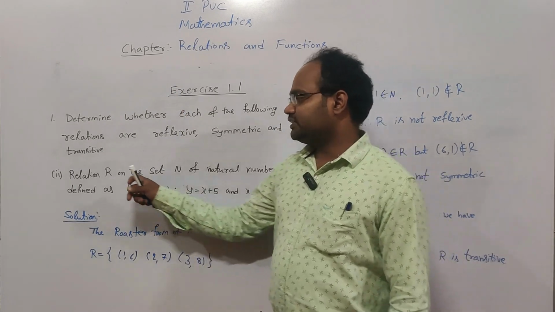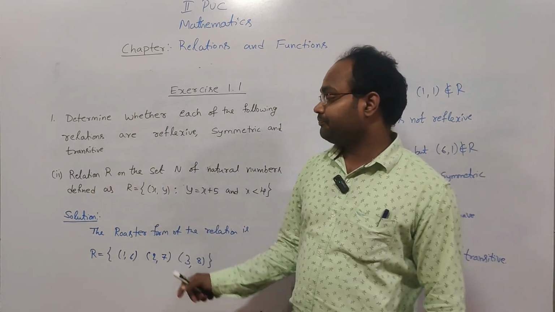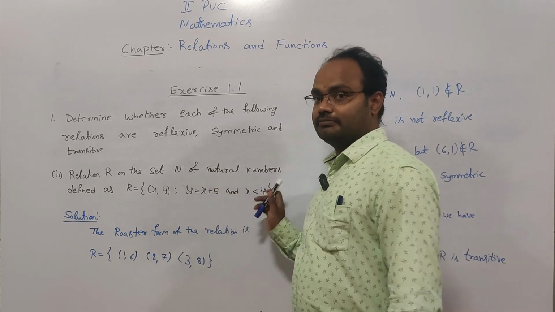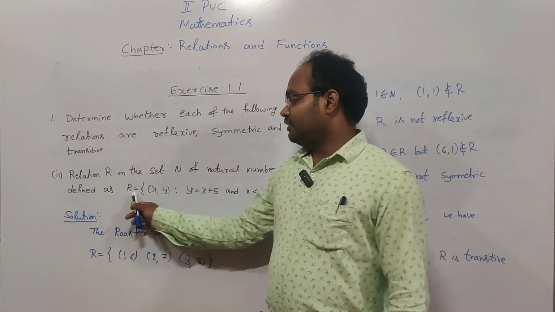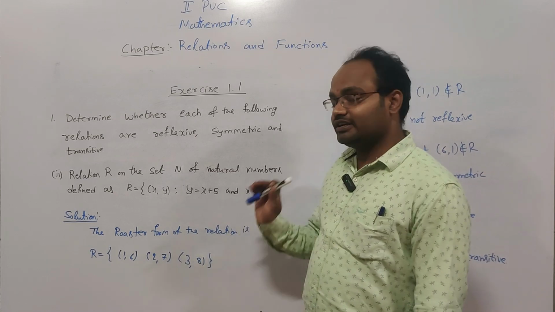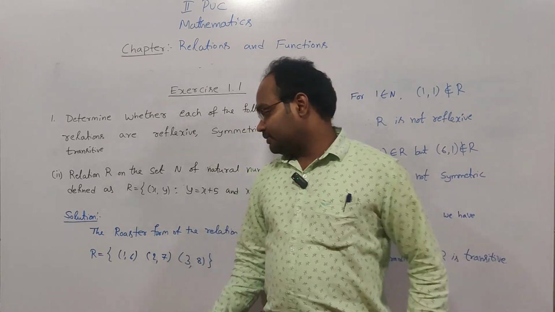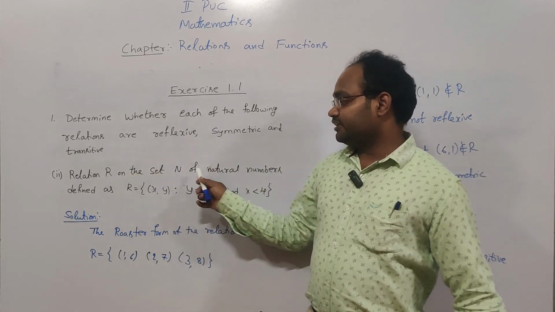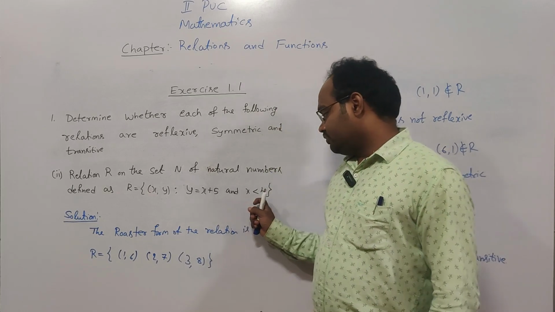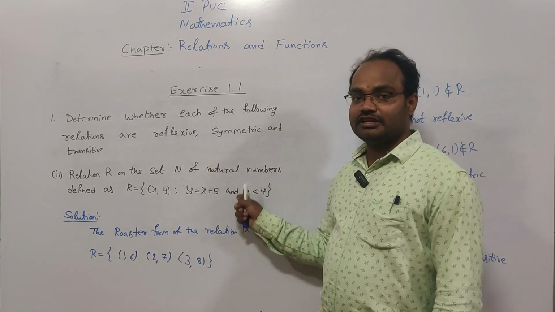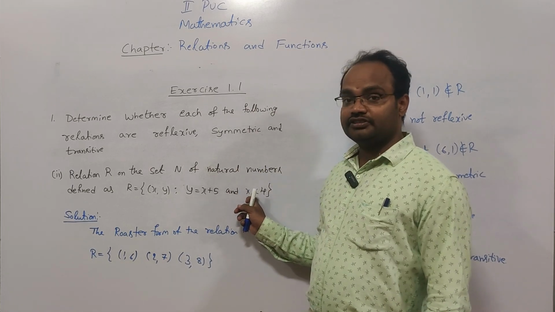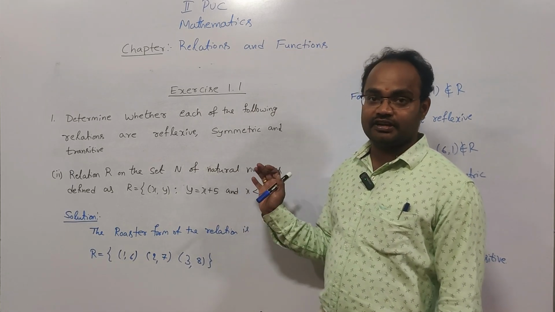ಓಕೆ, ದ ಸೆಕೆಂಡ್ ಸಬ್ ಕ್ವೆಶನ್ ಇನ್ ಕ್ವೆಶನ್ ನಂಬರ್ 1 ಏನು? ರಿಲೇಷನ್ R on the set N of natural numbers defined by R is equal to x, y such that y is equal to x plus 5 and x is less than 4. ಇಲ್ಲಿ ಏನು ಅಬ್ಸರ್ವ್ ಮಾಡಬೇಕು? ರಿಲೇಷನ್ ಸೆಟ್ ಆಫ್ ಆಲ್ ನ್ಯಾಚುರಲ್ ನಂಬರ್ಸ್ ಮೇಲೆ ಡಿಫೈನ್ ಮಾಡಿದ್ರು ಕೂಡ ಡೊಮೇನ್ ಏನಾಗುತ್ತೆ ನೋಡಿ, ಡೊಮೇನ್ ಈಸ್ ಲೆಸ್ ದ್ಯಾನ್ 4, ಎಕ್ಸ್ ಇಸ್ ಲೆಸ್ ದ್ಯಾನ್ 4. ಡೊಮೇನ್ ಅಲ್ಲಿ ಓನ್ಲಿ 3 ಎಲಿಮೆಂಟ್ಸ್ ವಿ ವಿಲ್ ಹ್ಯಾವ್. ಎಕ್ಸ್ ಇಸ್ ಲೆಸ್ ದ್ಯಾನ್ 4 ಅಂದ್ರೆ ನ್ಯಾಚುರಲ್ ನಂಬರ್ಸ್ ಲೆಸ್ ದ್ಯಾನ್ 4.